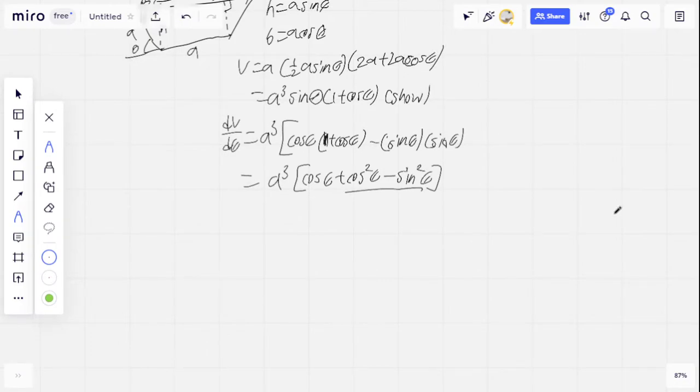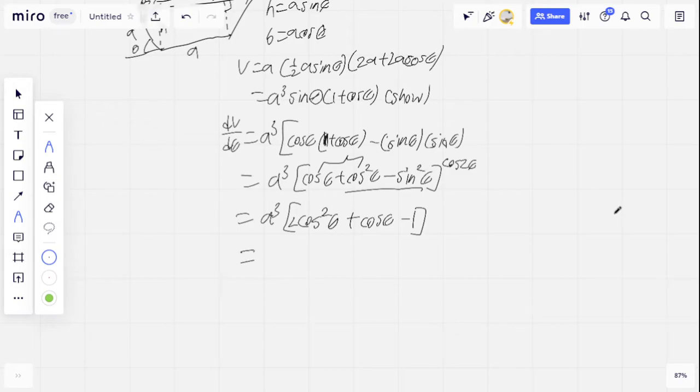If you're very familiar with trigonometry, this gives you cosine 2 theta. So you get a cubed cosine theta plus cosine 2 theta. Alternatively, you can do it the other way, where you notice this is making a quadratic equation in terms of cosine theta. And you can convert minus sine squared theta to cosine squared theta minus 1. I'm going to show you that way, to give us 2 cosine squared theta plus cosine theta minus 1.